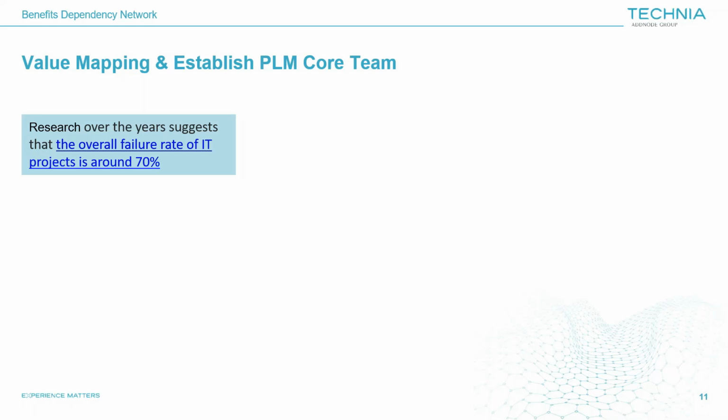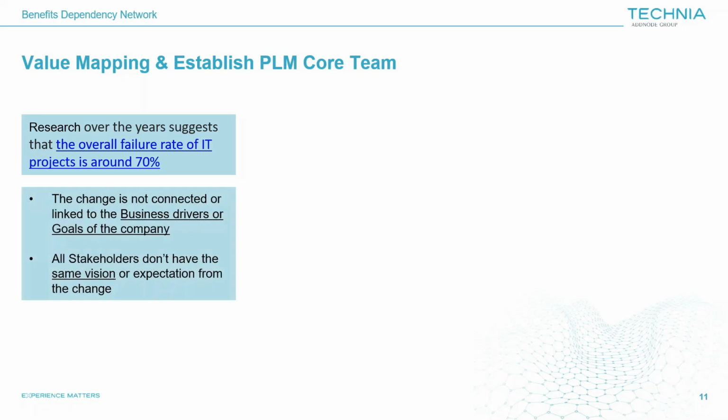And there are many reasons these researchers say why they fail. And some of those are, whenever you start a change in your organization, you must connect them to your business drivers and goals of the company. If you don't do that, then over the course of time, you drift away from your goal. You end up having multiple systems or different systems than you intend to have, and you will not be able to gain the same business value that you intended to gain actually in the first place.